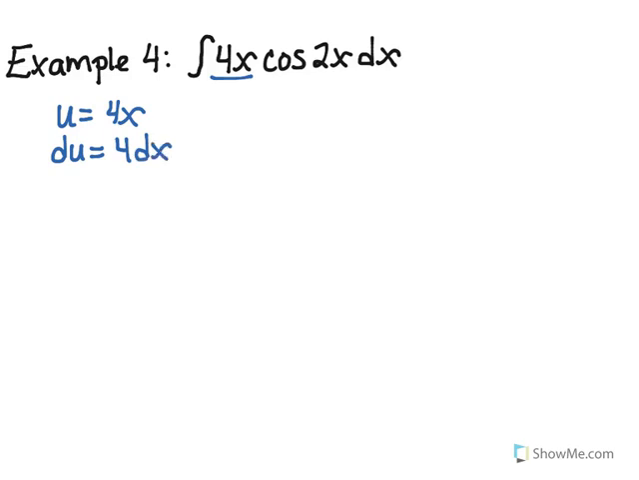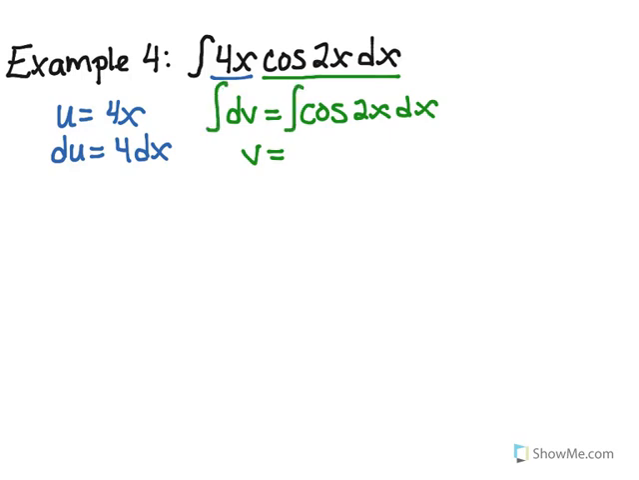Next up, we need to choose dv. And again, that's what's left over. Cosine of 2x dx. And I need the antiderivative of that to get v. Now here's what you need to watch out for. There's a 2x here, which implies that we technically should be doing u substitution with this. Some of you are going to remember that it's directly related to the chain rule.